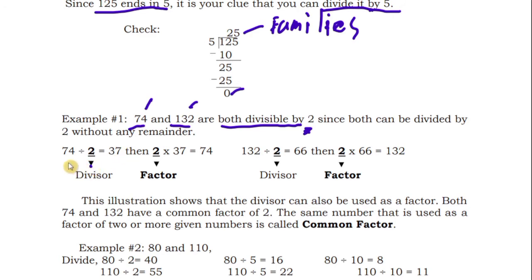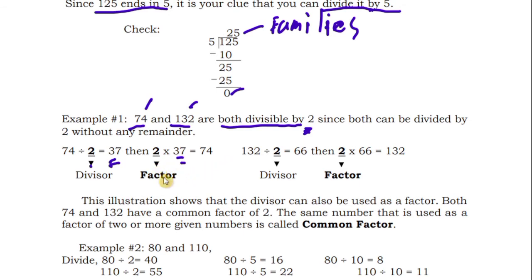So 74 divided by 2 is 37. Our dividend is 74, the 2 here is our divisor, and the 37 here is our quotient. Then 2 times 37 is equal to 74. So the 2 and the 37 are the factors of 74.